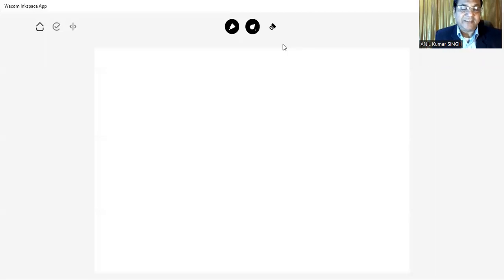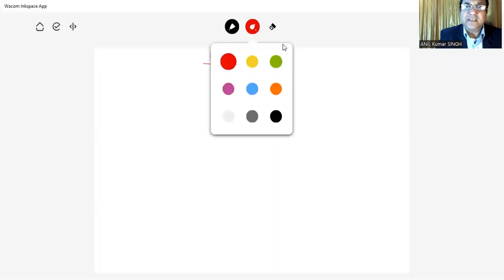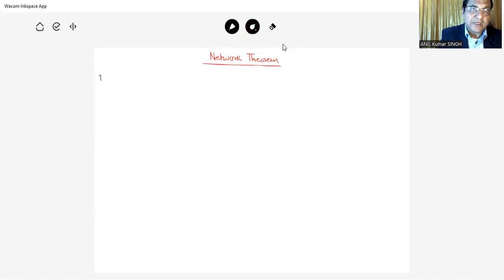network theorems. So today I would like to discuss the network theorems. There are basically four network theorems. The first theorem is the very important Thevenin's theorem. So what do we mean by Thevenin's theorem?